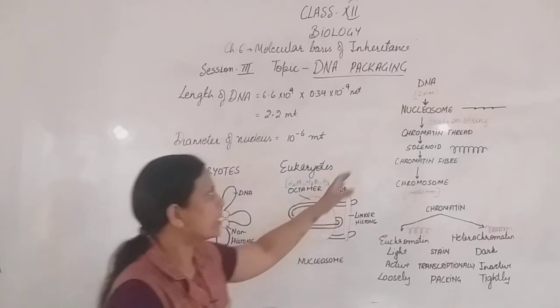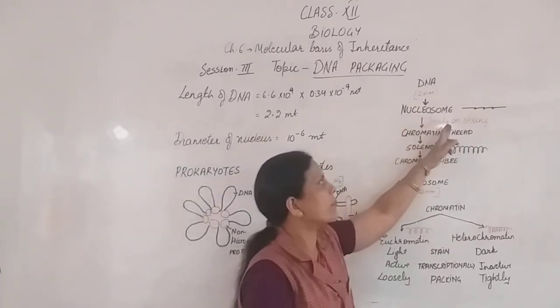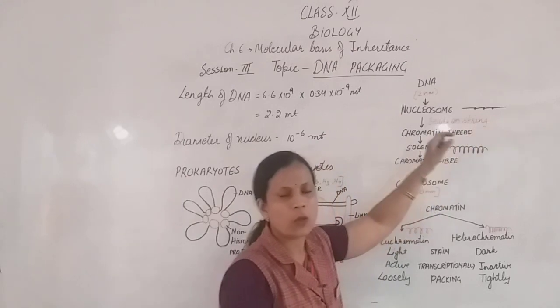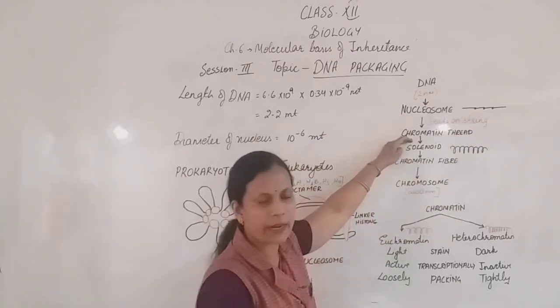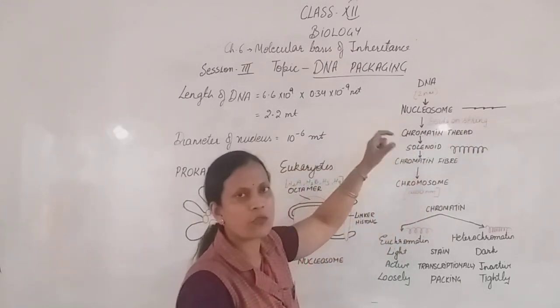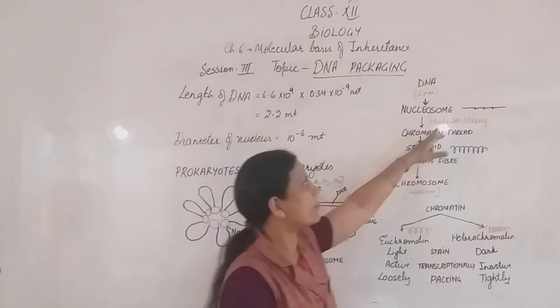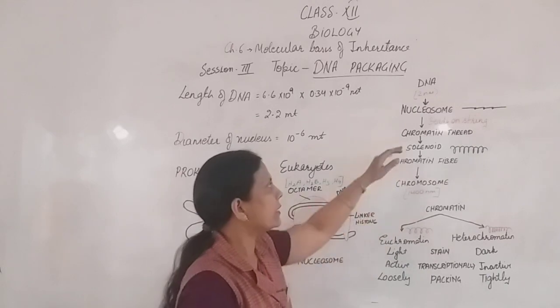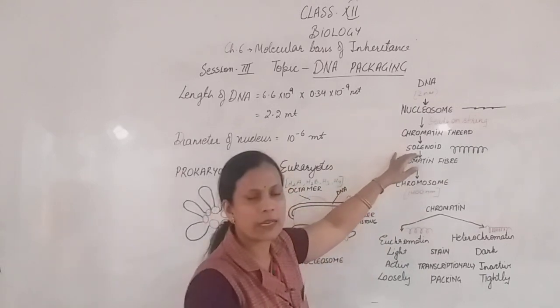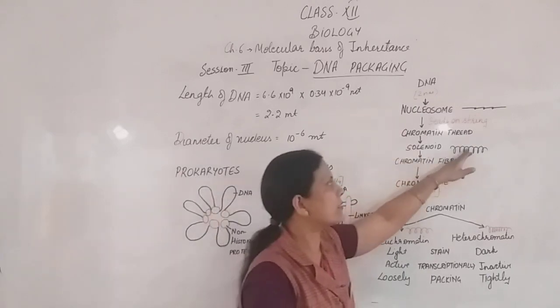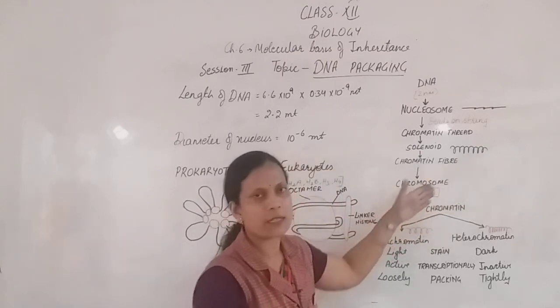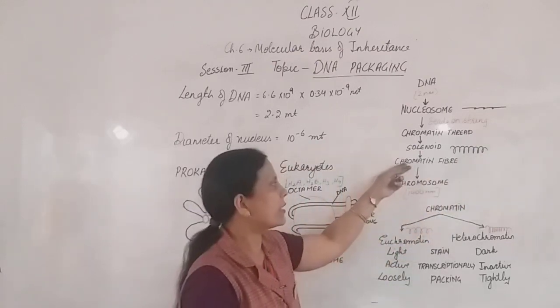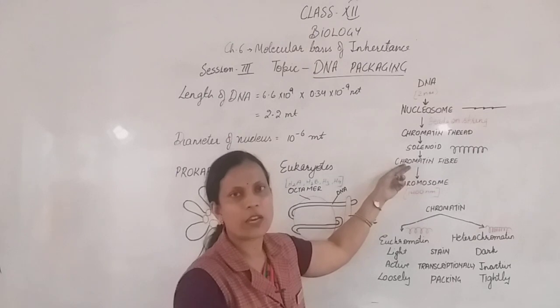Now what is the second level? The nucleosomes appear as beads on a string. The next level is the chromatin thread. This thread, when seen in an electron micrograph, appears like a string having beads. Then it is further coiled in a solenoid form, that is, it is further condensed. Further condensation takes place and forms chromatin fibers.